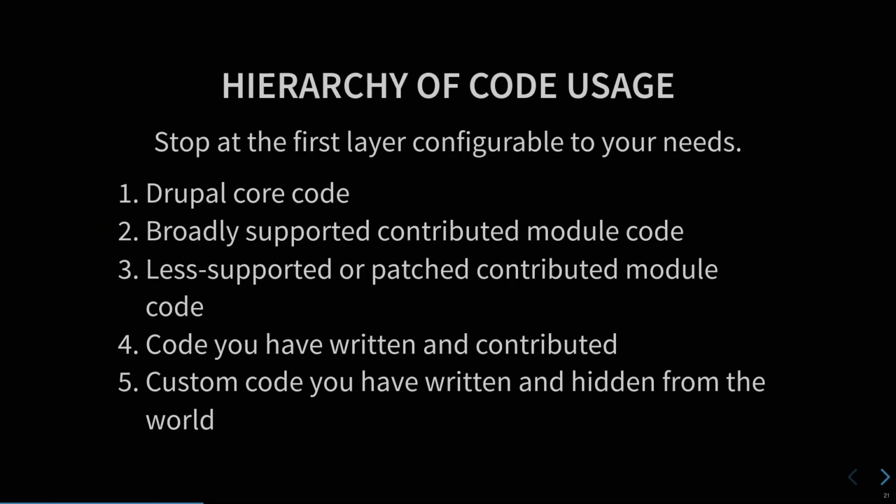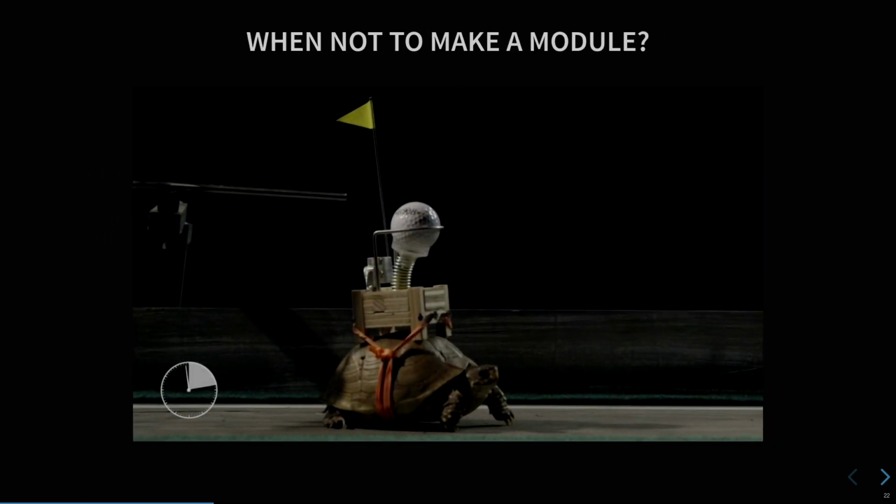So, the hierarchy of code usage is you stop at the first layer configurable to your needs. If Drupal core code can do what you need by configuring it, great, stop there. Broadly supported contributed module code, use that, configure it, and stop there. Then less supported or patched contributed module code, if you can find it and use it. And then code you have written and contributed, that's the layer that we are going to be concentrating on here. And then custom code you've written and hidden from the world. If you can write and contribute it, you're better off.